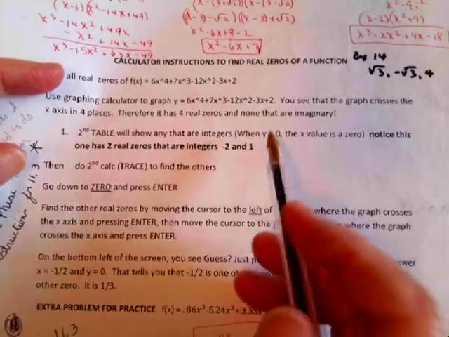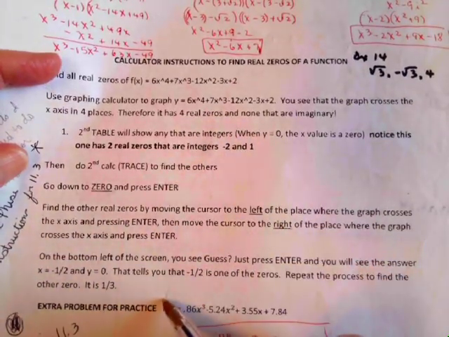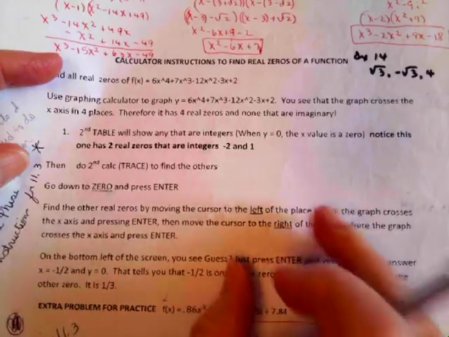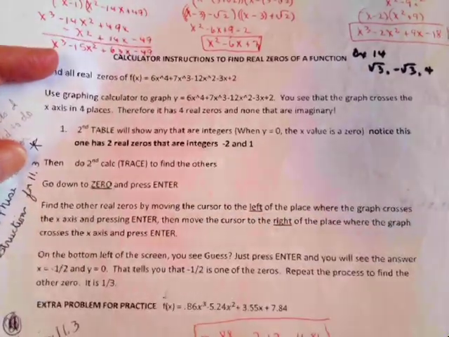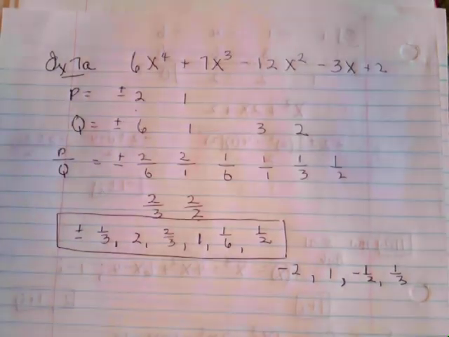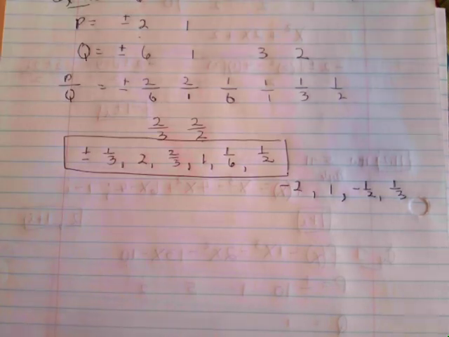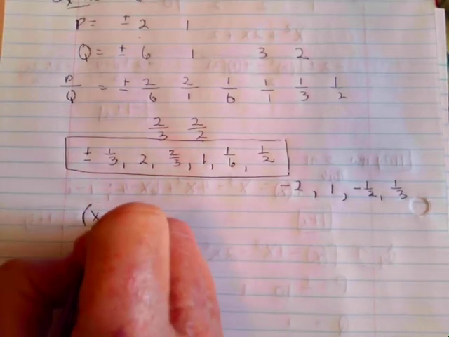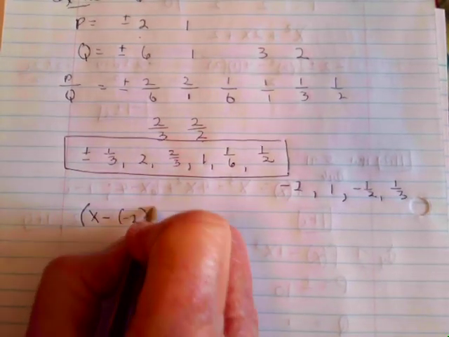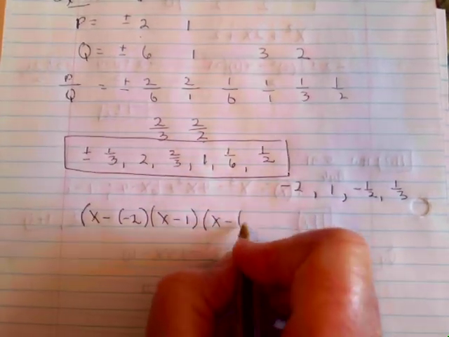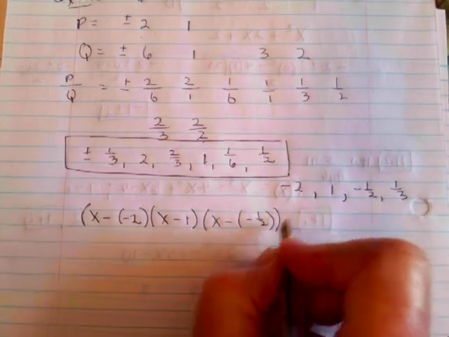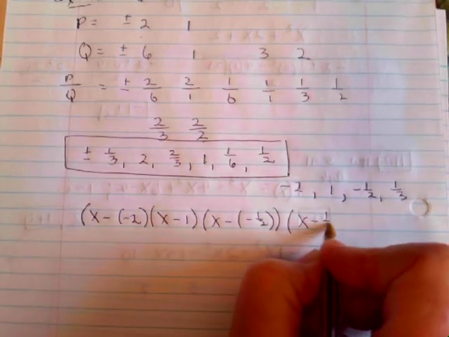The instructions for doing the procedure that I just did are found on the second page of this handout. So I've given you step-by-step instructions to do what I just did. These are the answers. I want to know the factored form of this. X minus negative 2, x minus 1, x minus negative 1/2, x minus 1/3.